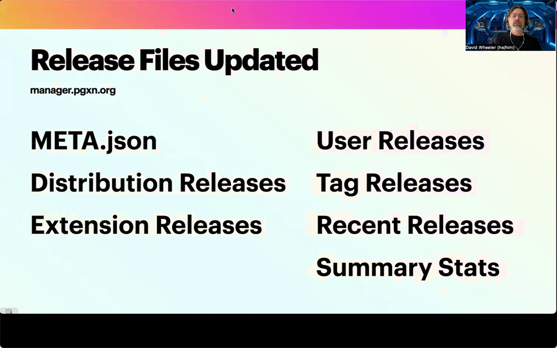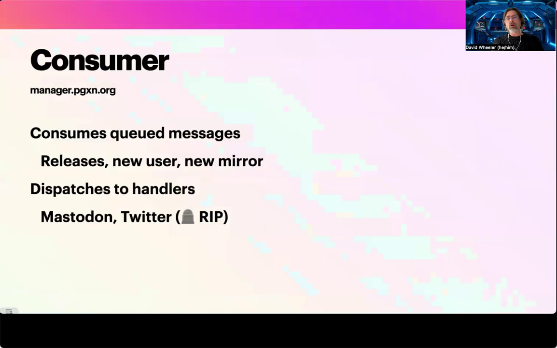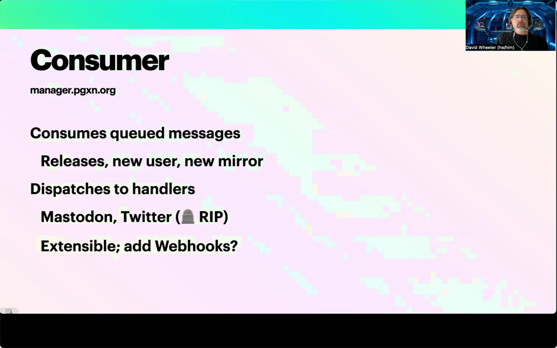All right, so it all gets put on the root mirror. So then there's a consumer daemon that just consumes the queued messages from listen notify, which can be for new releases, for a new user in the system, new mirror, and it dispatches to handlers. This is an extensible system that right now just listens for new release messages and posts them to Mastodon and, until a few months ago, Twitter. Twitter's gone because Twitter's gone. This is an extensible place where we can add other stuff.